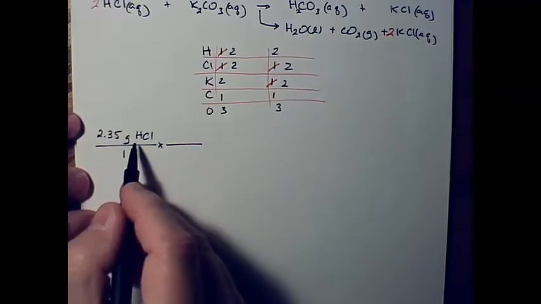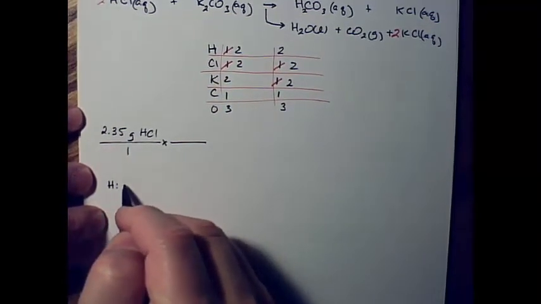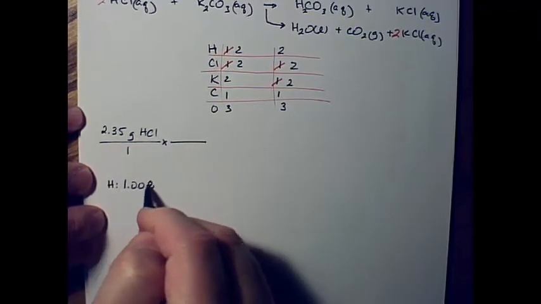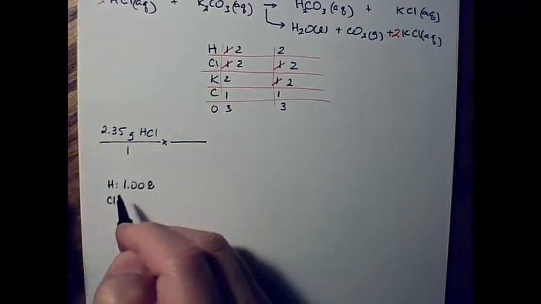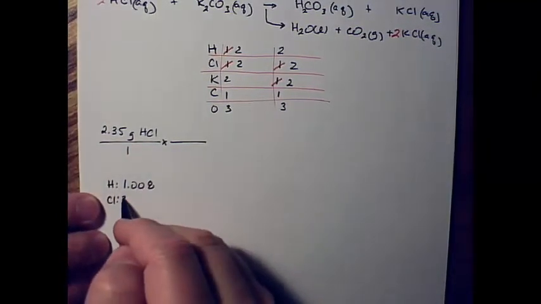So we need a molar mass of hydrochloric acid in order to convert to moles. So hydrogen is 1.008. Chlorine is 35... I think on here it's listed 45. Okay, 35.45 on your periodic table.